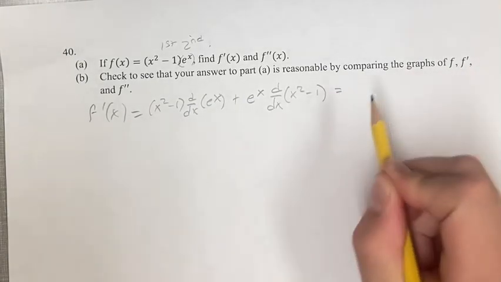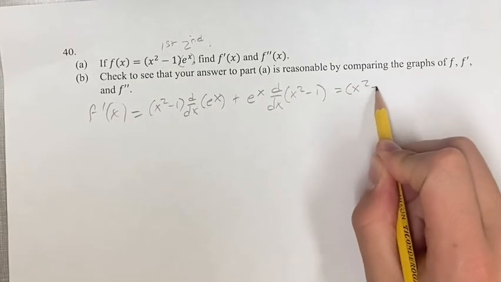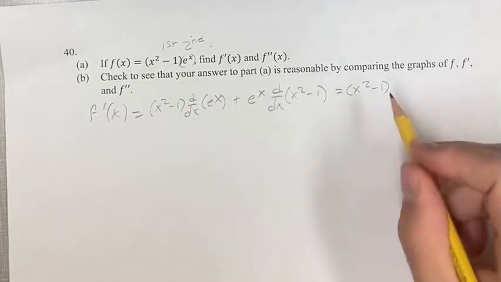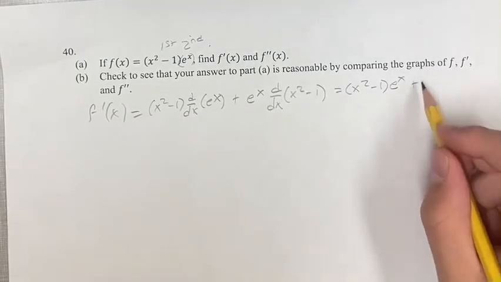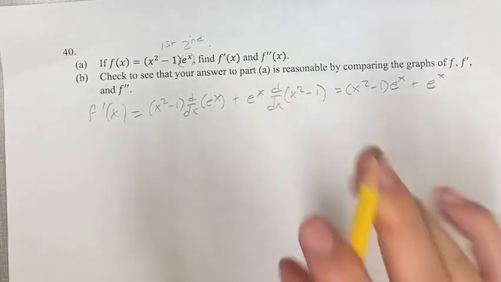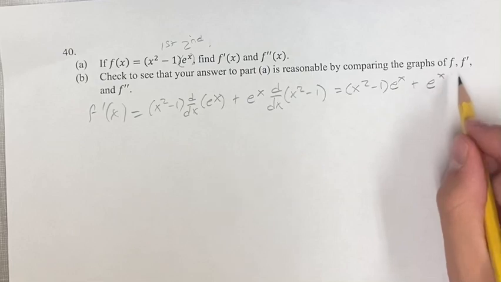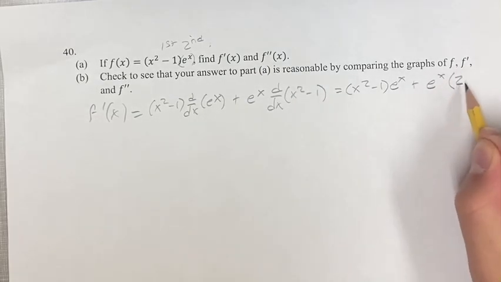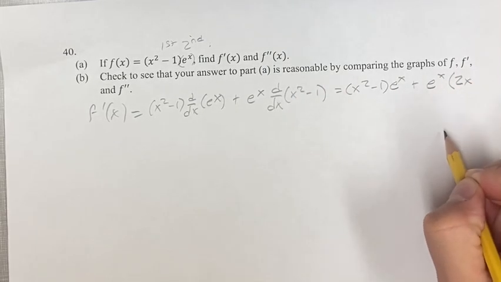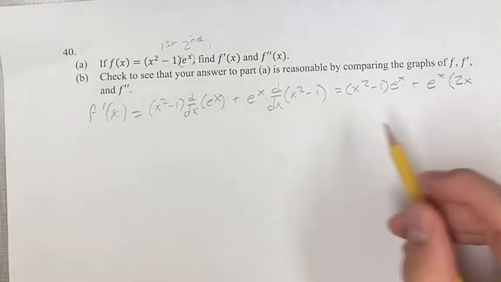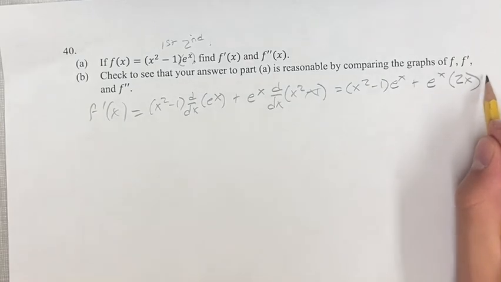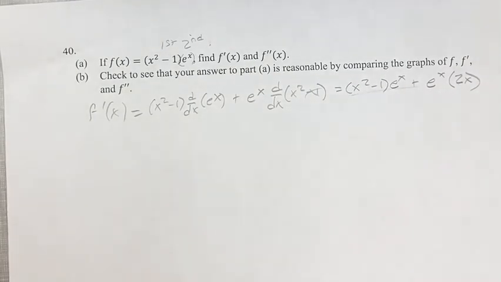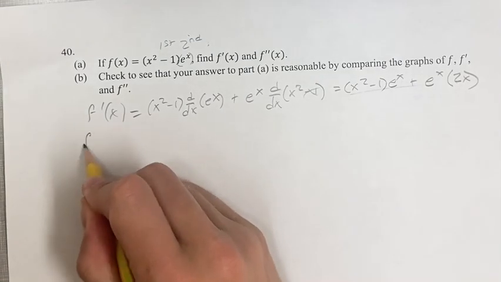So, calculating this, we have x squared minus 1 times the derivative of e to the x, which is e to the x, plus e to the x times the derivative of x squared. We have a power function, so you bring down the exponent, subtract 1 for your new exponent, which is going to be x to the first power, which is x, and the derivative of a constant is 0, so we can just ignore it. So, this is our derivative.